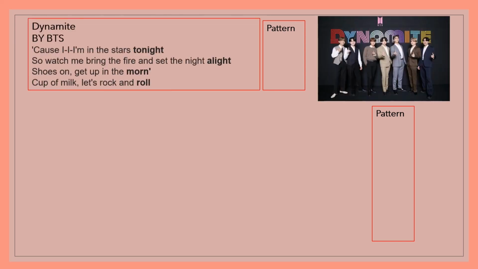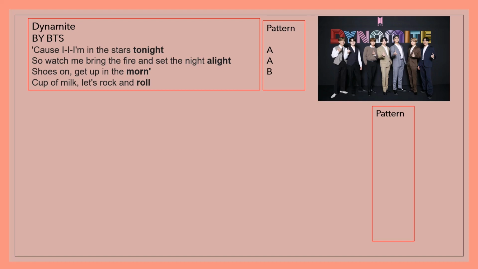Let us work on other examples. In the song Dynamite, the first 4 lines end with the words tonight, alight, morn, and roll. How do we identify the pattern now? Use the first letter of the alphabet, and that is A, for the first word tonight. Then, ask yourself, does alight rhyme with tonight? Yes, so still we will use A. Next, does morn rhyme with tonight and alight? Good, so we will use B.